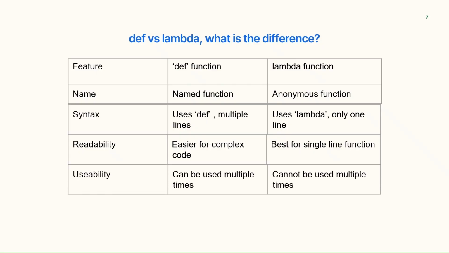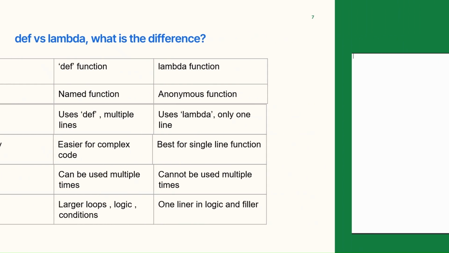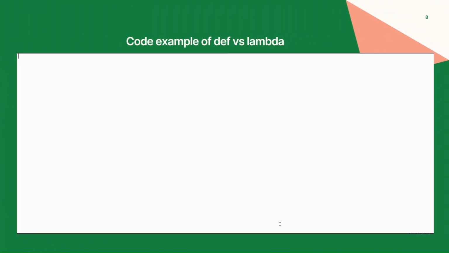Use def when you want a reusable or complex function. Use lambda for short one-time operations. The takeaway here is, lambdas are useful for short tasks, but if clarity or complexity is involved, stick with def. Let's reinforce this comparison by comparing both versions in code. We are solving the same problem, squaring a number, using a def function and a lambda function.